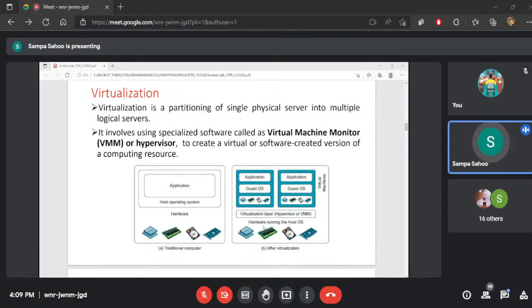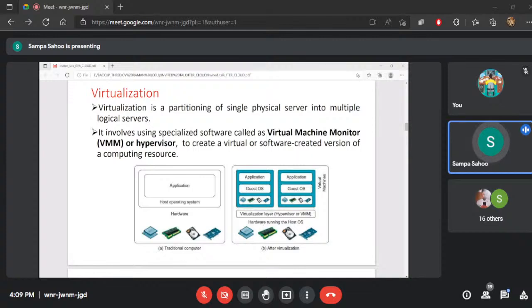Actually, virtualization is a partitioning of a single physical server into multiple logical servers. In this case, a special software called a virtual machine monitor, or VMM, or hypervisor, is used that will create a virtual instance of a physical component.